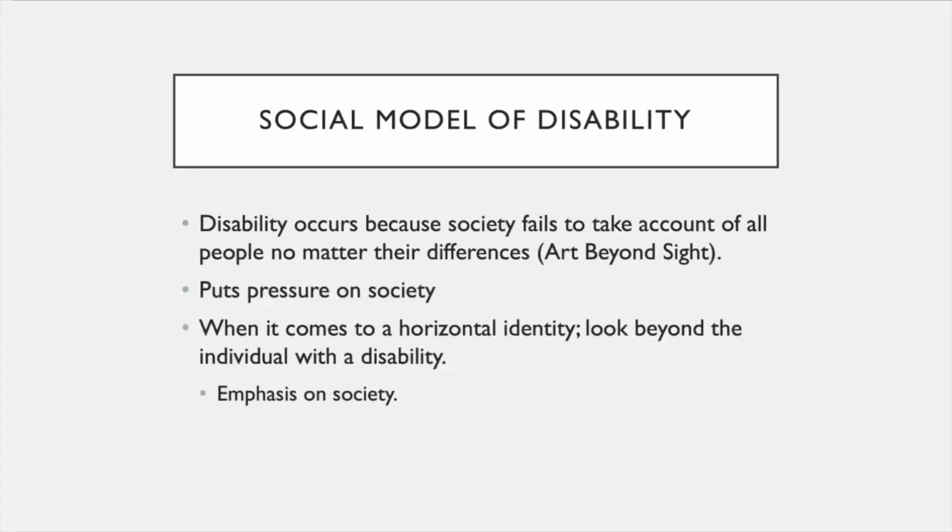The first model I will be talking about is the social model of disability. According to the website artbeyondsight.org, the social model states that disability only occurs because society fails to take account of all people, no matter their differences. This model puts an emphasis and/or pressure on society and looks beyond the individual. So when evaluating horizontal identities with this model, we would look to society. How does society accommodate individuals with disabilities? So the degree to which parents of these individuals accept their child with a horizontal identity can be contingent on the level at which society accommodates the individual.